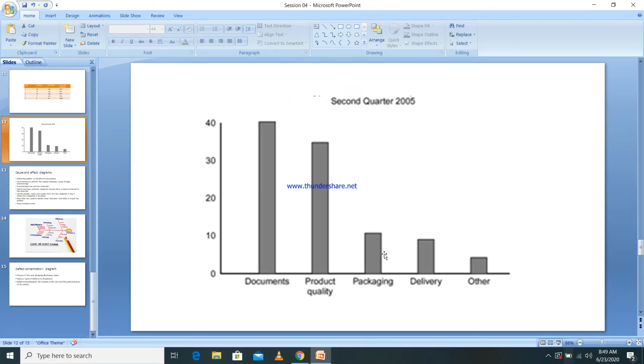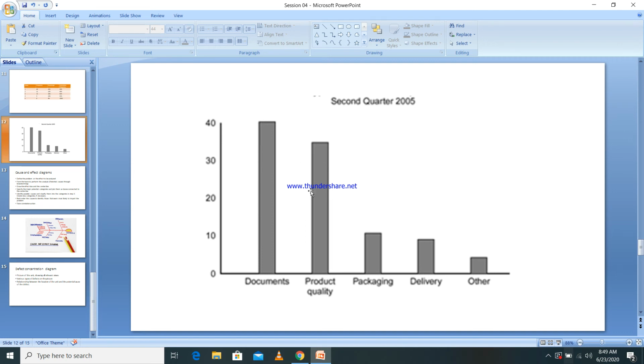Right, so you can see the Pareto diagram that I have drawn. That is actually an image that I have downloaded. In this case, if you look at the x-axis, you can see they have defined all the problems of the process: the documents, the product quality, the packaging problems, delivery problems, and other problems, and they have plotted them with the frequencies here.